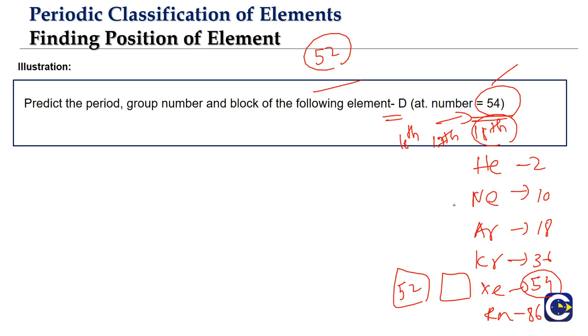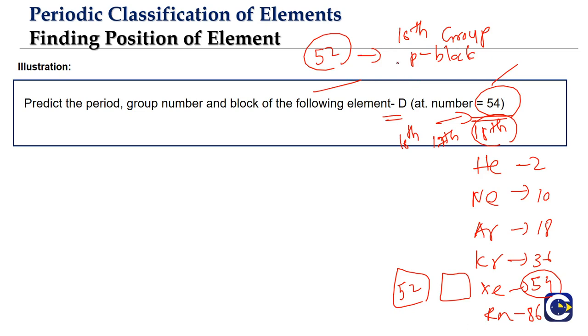Okay, and 13th to 18th are P block, right? So this element with atomic number 52, first of all, belongs to the 16th group, and it belongs to P block.